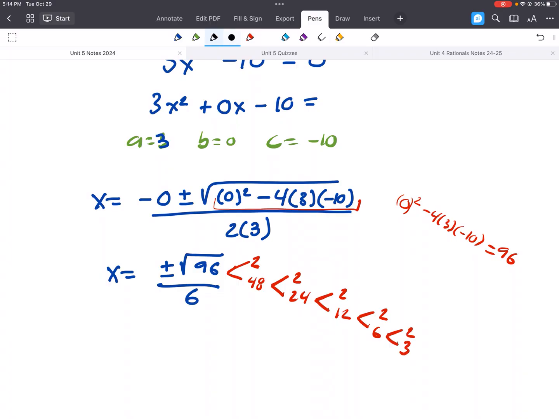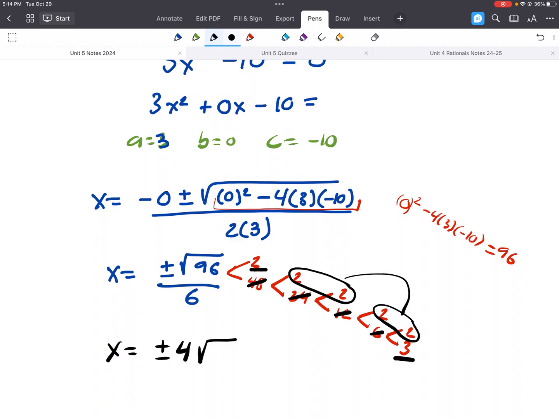Circle groups. So we have a 3 that we know is all by itself. We don't have any other 3s. There's a group. There's a group. And we have another 2 that's by itself. Again, we only use the prime numbers. So we'll end up having x equals plus or minus our groups that are circled. That's 2 and 2, so that's 4. Square roots of what's not in a group, so that's 2 times 3, which is 6, all over 6.